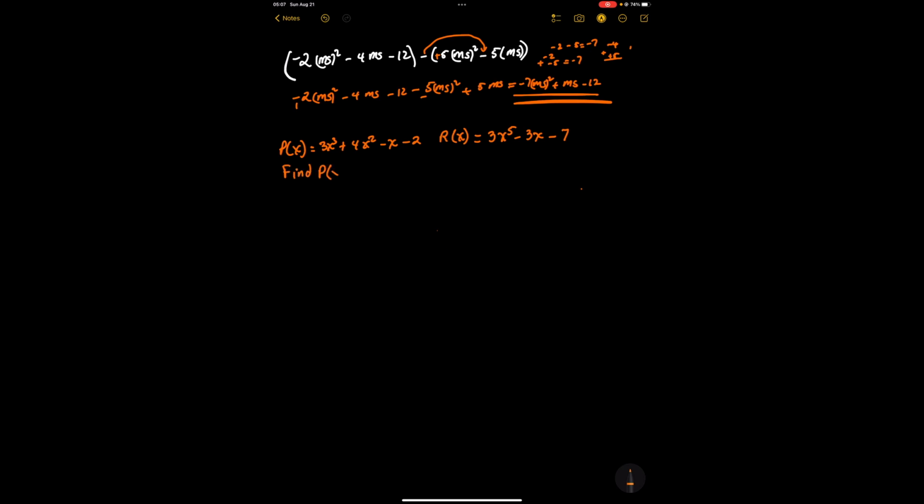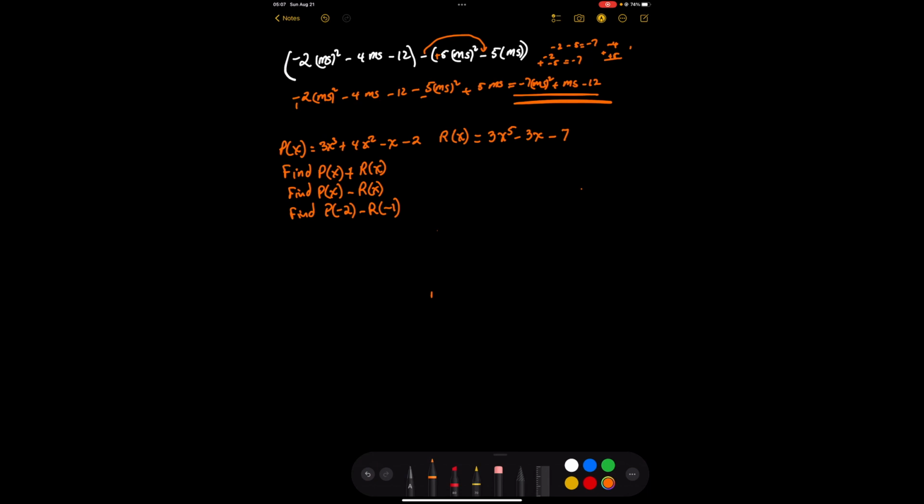Now what we're going to do is find p of x plus r of x. And then we're going to find p of x minus r of x. And then we're going to find p of negative 2 minus r of negative 1, and see what we're going to get from that part. I think that's going to be it for today after this one. So let's see.